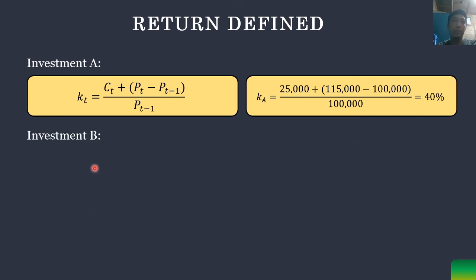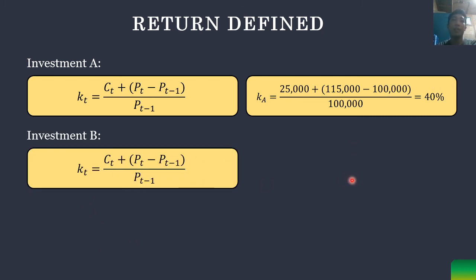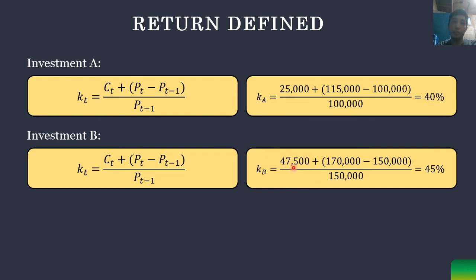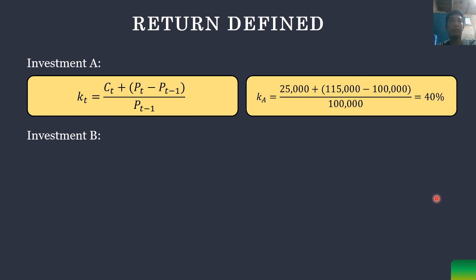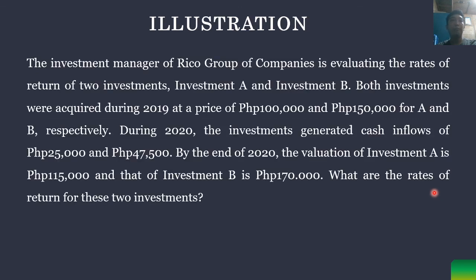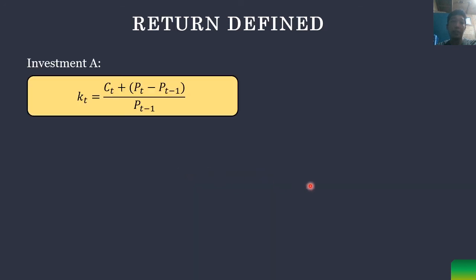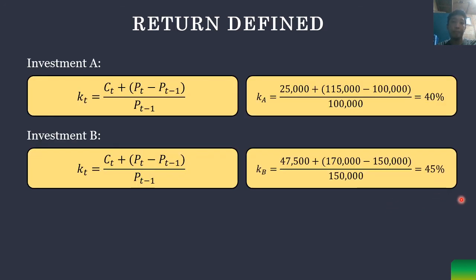And then for investment B naman, so same formula lang naman, okay, 47,500 yung cash flow received, plus 170,000 the current price, minus 150,000 the previous price, all over the previous price of 150,000. So that is now 45%. Okay, so in terms of return, mas mataas yung rate of return natin for investment B. That is 45%. Okay?